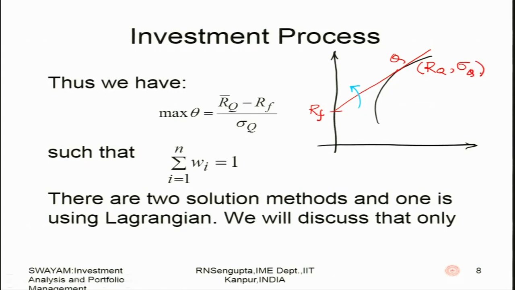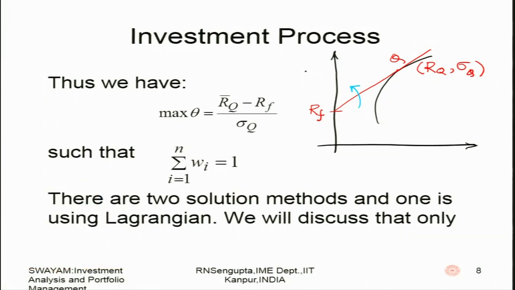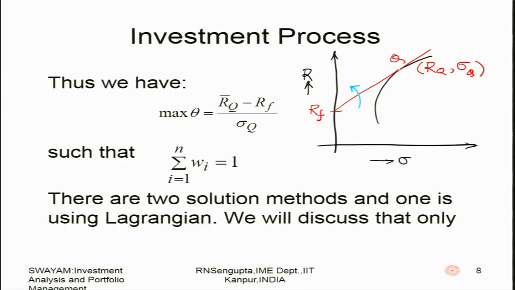Sigma Q is the standard deviation for that point Q. So, we all know, even though I did mention it is clear, but still I will make it better. So, this is R, which is the return. This is basically sigma, which is the standard deviation. Now, let us see what this maximization of theta means. So, if you consider the triangle, I will use the green color here. Triangle being this one, you draw a vertical drop, horizontal going here.